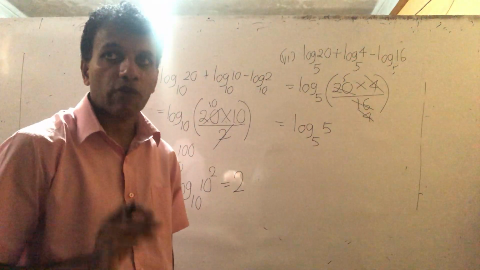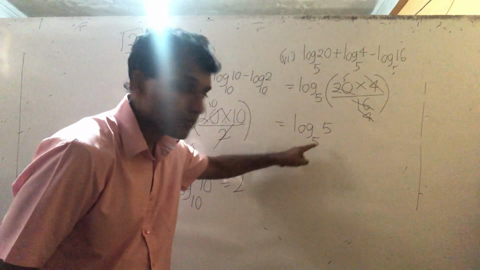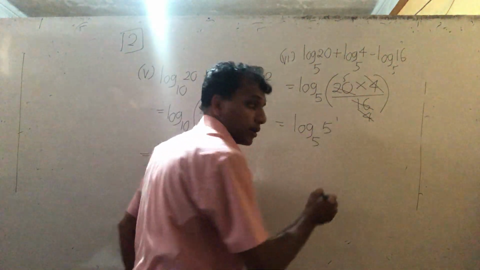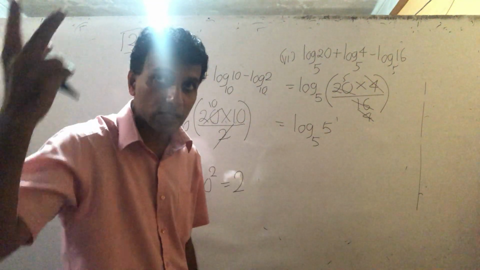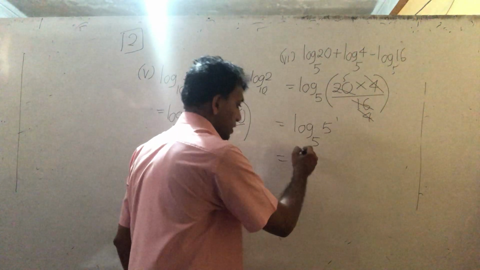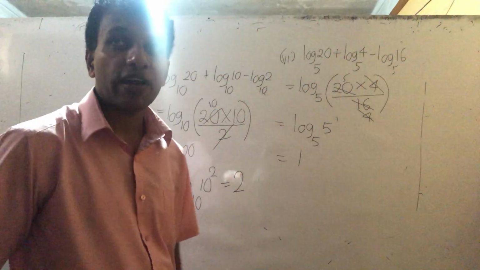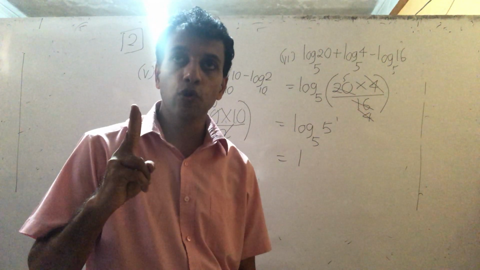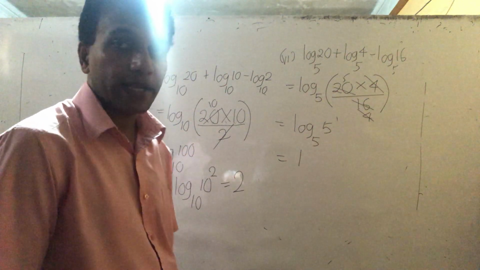Finally, logarithm 5, base also 5. So what is that? Both are same. Answer is the power 1. 5 means 1, 25 comes 2, 125 means power is 3. So for 5 the answer is 1. So this is the type of solving or simplifying questions using the two major rules, the addition rule and the subtract or minus rule.